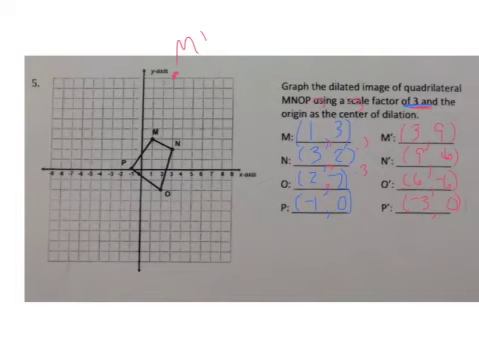And up 6. 1, 2, 3, 4, 5, 6. O prime is 6, and then negative 6, so down 6, 1, 2, 3, 4, 5, 6, all the way down here. And P prime is negative 3, 0, so left 3 and stay right there at 0. Okay, and then connect. And there's our larger quadrilateral.